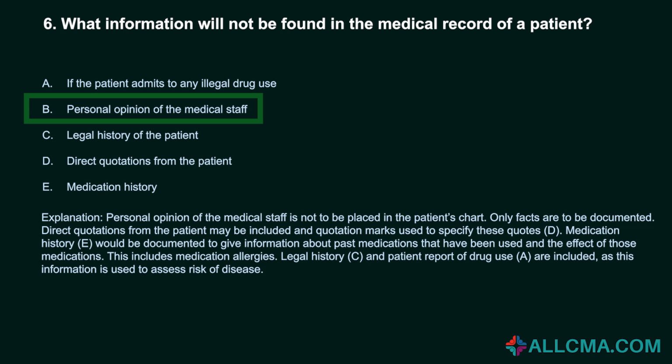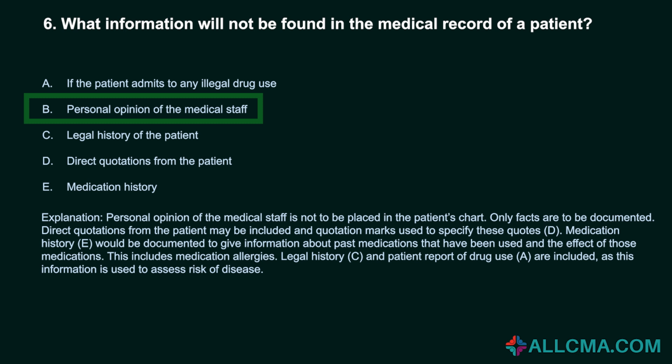D. Medication history, E, would be documented to give information about past medications that have been used and the effect of those medications. This includes medication allergies. Legal history, C, and patient report of drug use, A, are included, as this information is used to assess risk of disease.